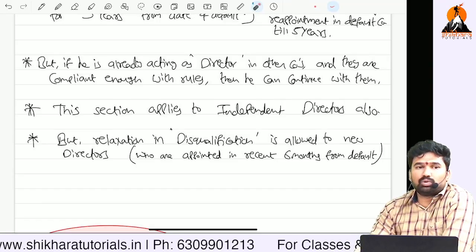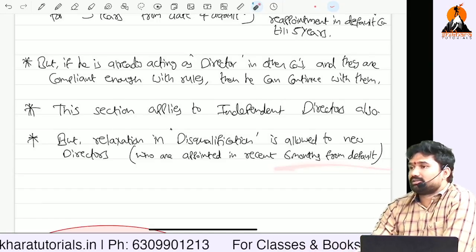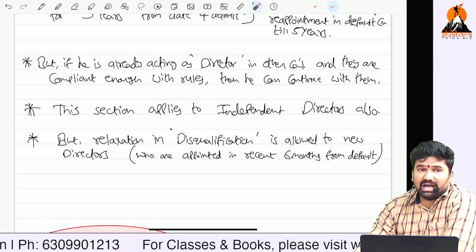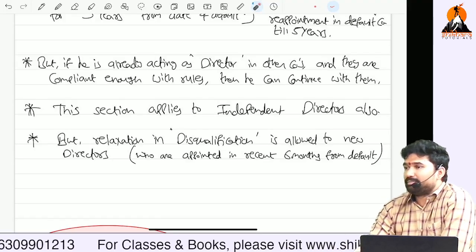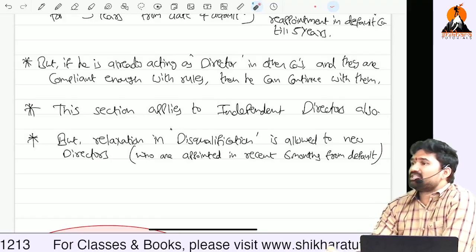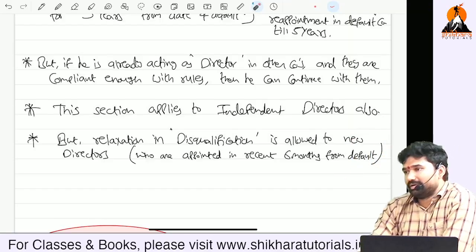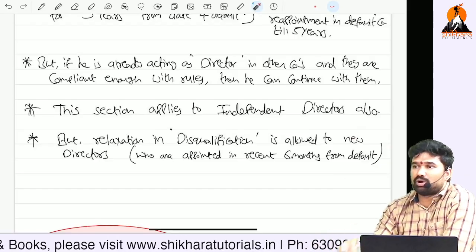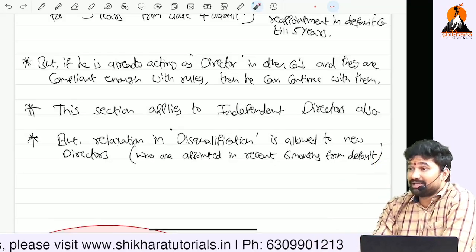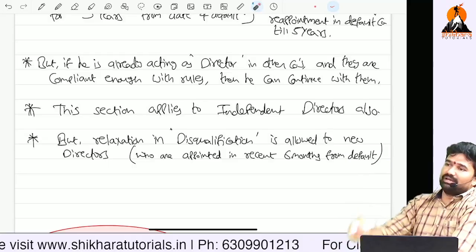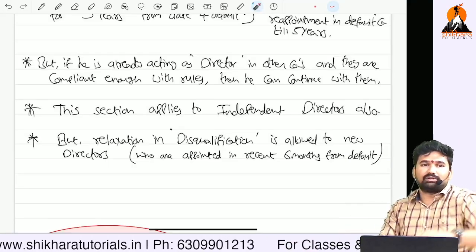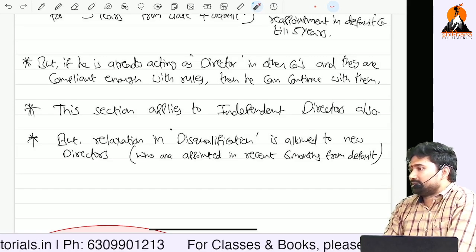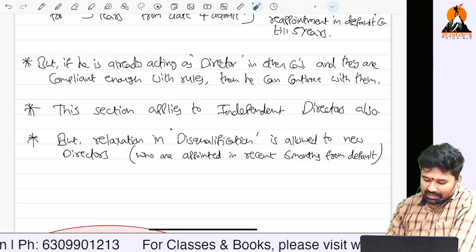Sir, what is meant by newcomer? 6 months. Say for example, just now you are appointed as a director in the company. Hardly 3 months or 4 months or 5 months have elapsed from your appointment date. You will be considered a newcomer till 6 months of your appointment. Why? Because after appointment, you have to study the company, you have to study the transactions, you have to form an opinion regarding the company, right? So for that opinion formation, 6 months time will be given. Till that 6 months, you will be considered a newcomer. So disqualification will not be attracted to newcomer directors. Okay, so this is one exempted point.